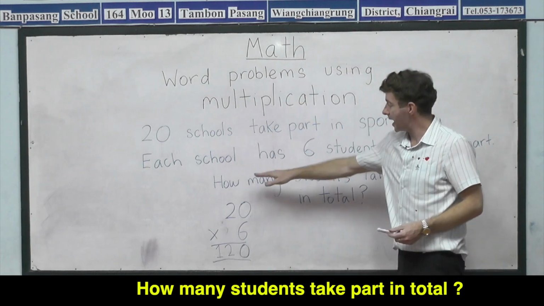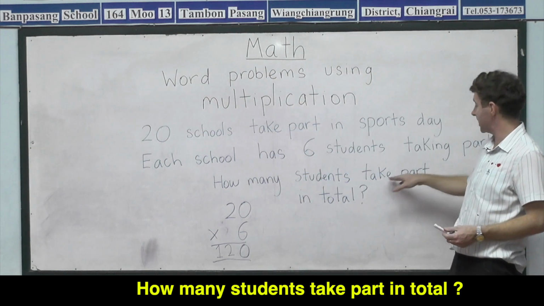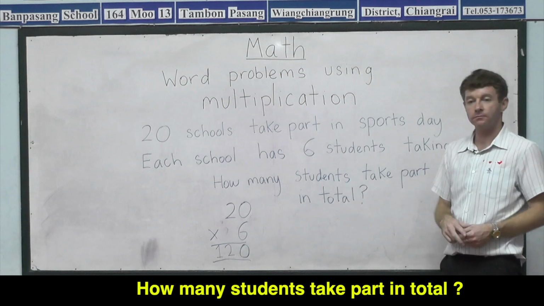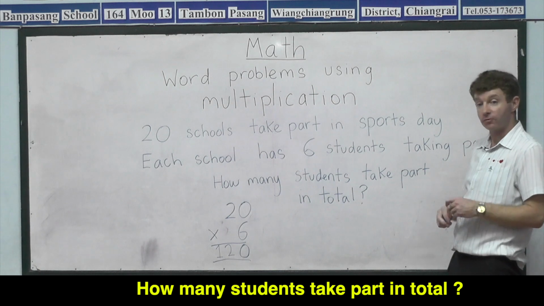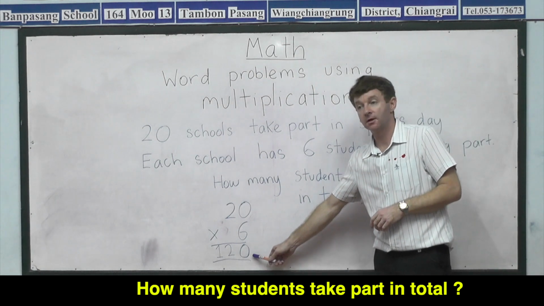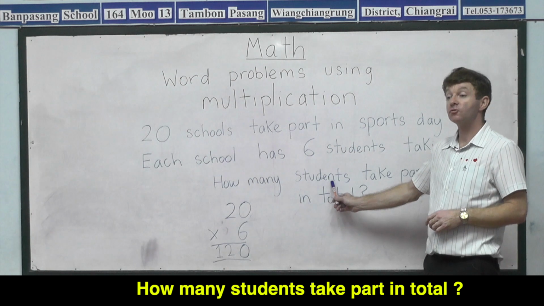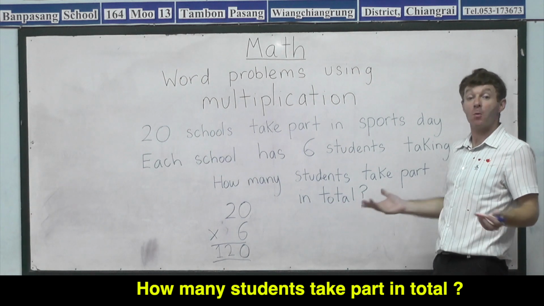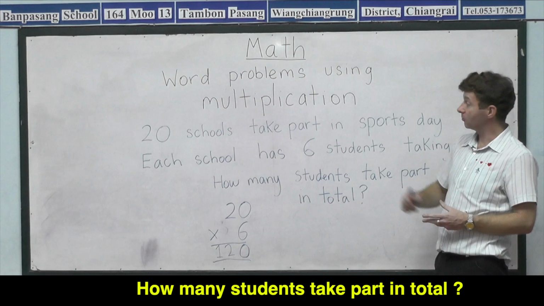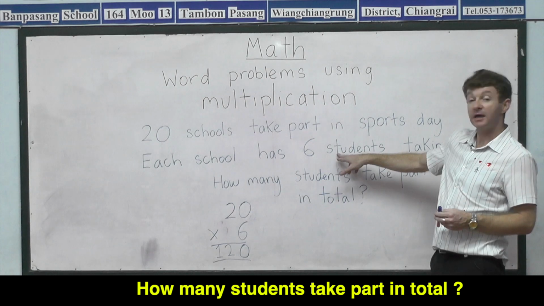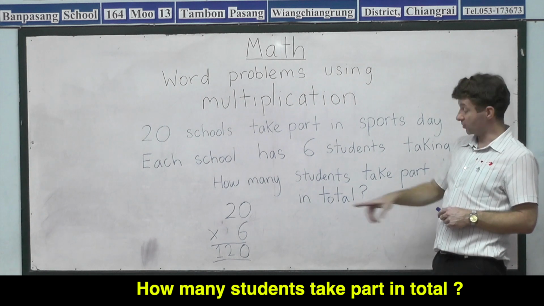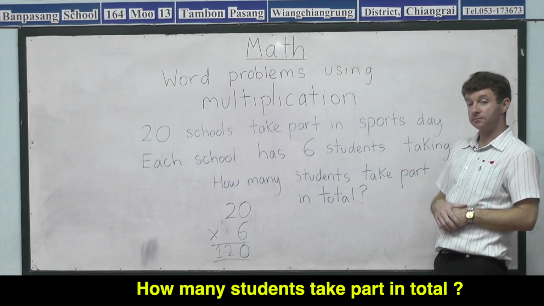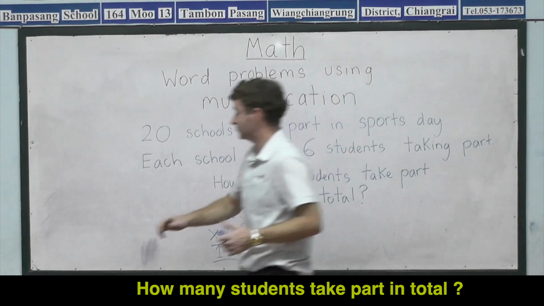So guys, how many students take part in total? The answer is 120 students. You see, that's how we answer our word problem. 20 schools, each school's 6 students. So how many students in total? 120. You understand? Yes. Okay, let's do one more together. So let me rub this one out.